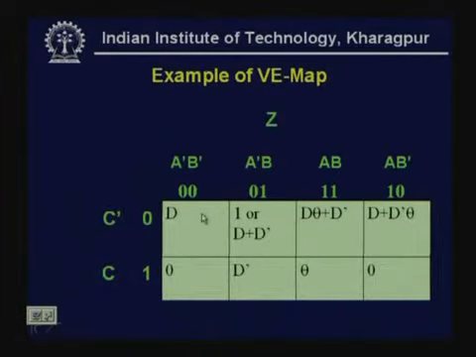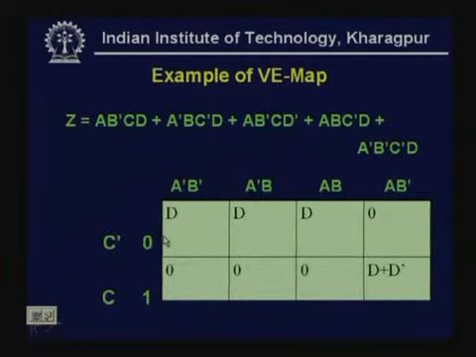See, ABC 0 0 0 means A dash, B dash, C dash, this is my term 0 0 0, and if D is 0, output Z is 0, if D is 1, Z is 1. That means my output is nothing but D. So for this term A dash, B dash, C dash, the output is D.